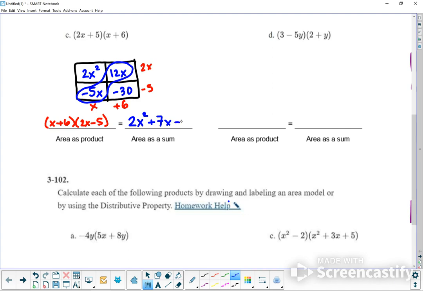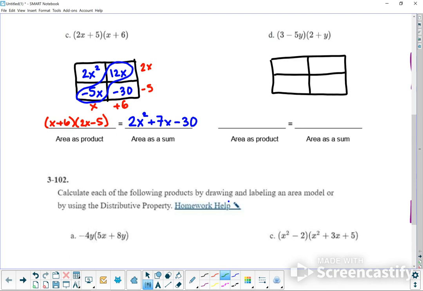And then you're going to have a negative 30 that doesn't combine. And that's your area as a sum and area as a product. Okay. Similarly, this one over here. Okay, so we're going to set up our area model, and then you can set up your product any way you want. And again, the product is already given to you. So area as a product.